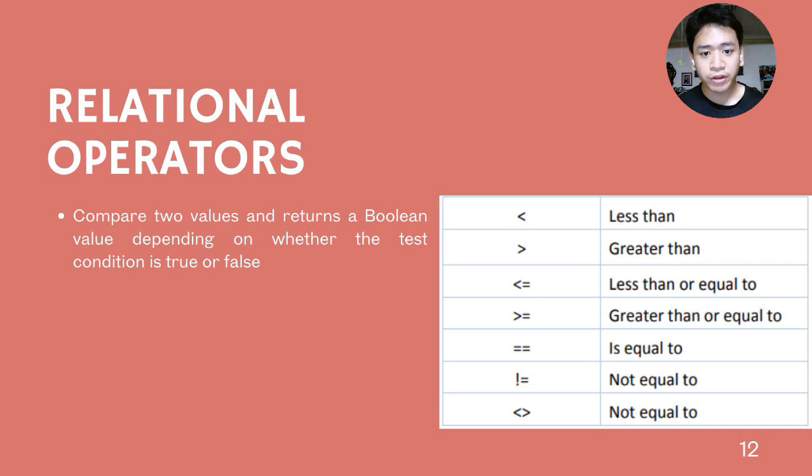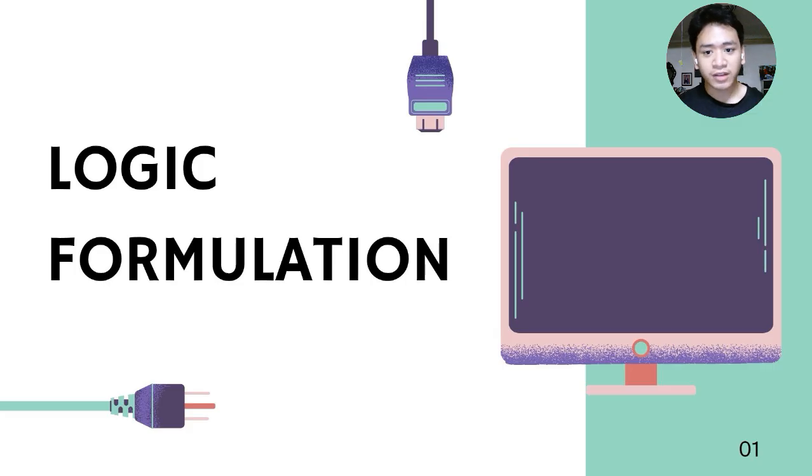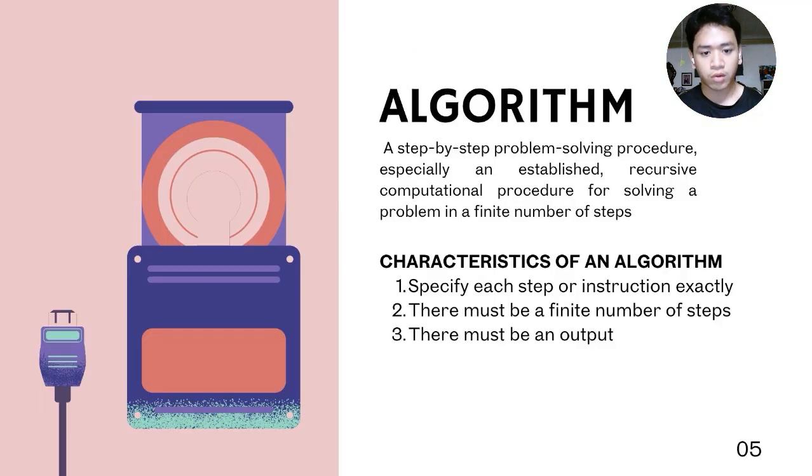To wrap up everything we've discussed, let's summarize the key points about logic formulation. So logic formulation is the process of planning and organizing the steps needed to solve a problem before we even start coding. It makes sure that our instructions are clear, logical, and easy to follow.